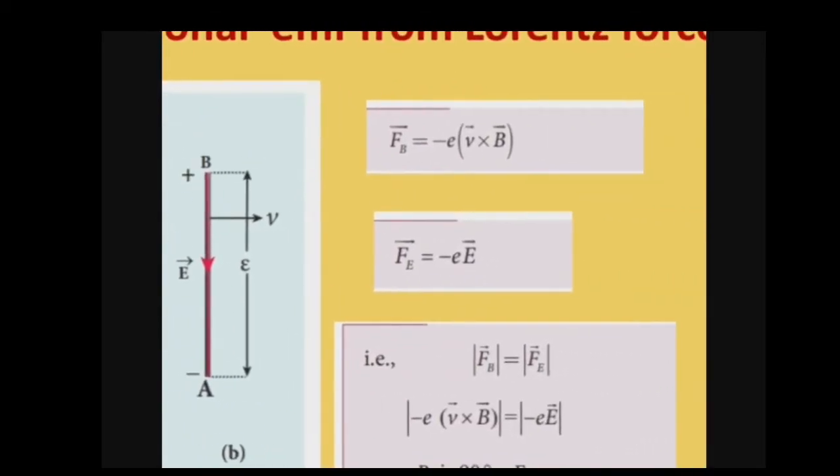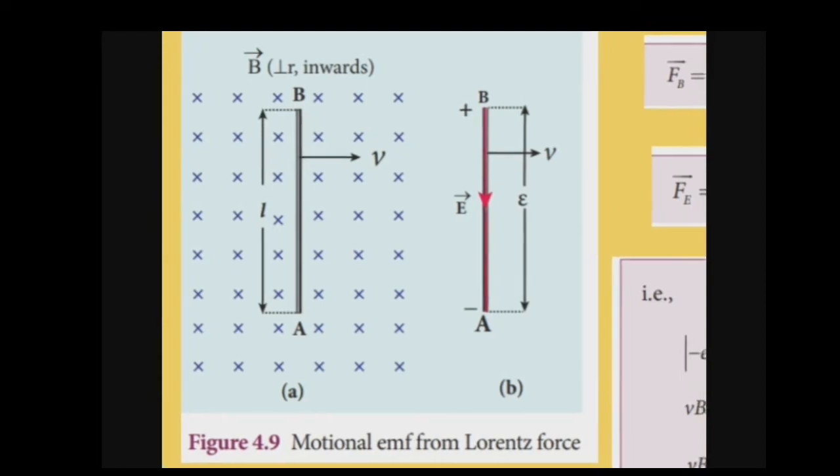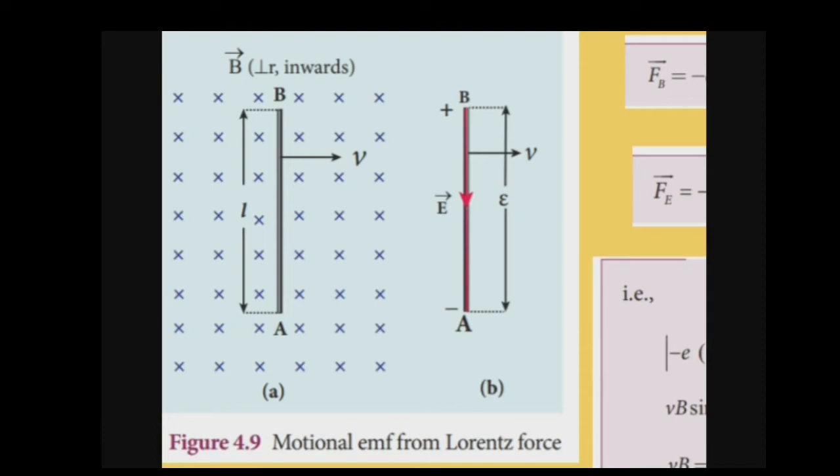Then, motional EMF from Lorentz force. A rod AB of length L is placed in a uniform magnetic field B vector. B vector is perpendicular into the plane of the paper. The rod is normal to the magnetic field. The rod moves with a constant velocity v vector. The rod AB contains free electrons. Now, the rod AB and the free electrons move with the same velocity.